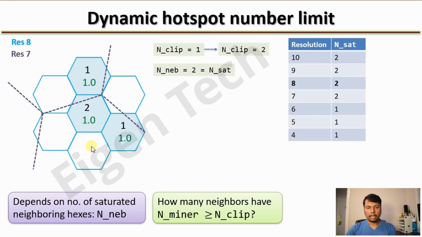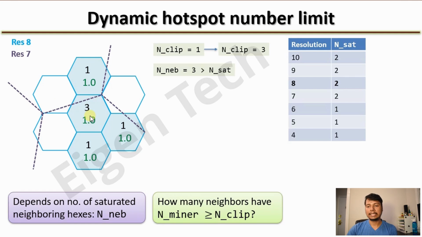Now I can further increase it. If I place another hotspot in another neighbor, n_neighbor is 3, so n_clip can also be 3. So you can place 3 hotspots inside the resolution 8 hex without the reward scale being brought down. You add another, it becomes 4. But can it keep increasing? Can you place 6 neighbors and can this become 6?